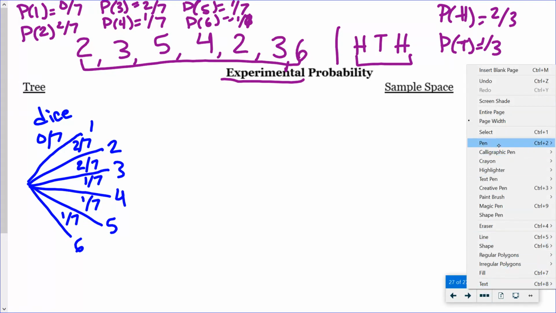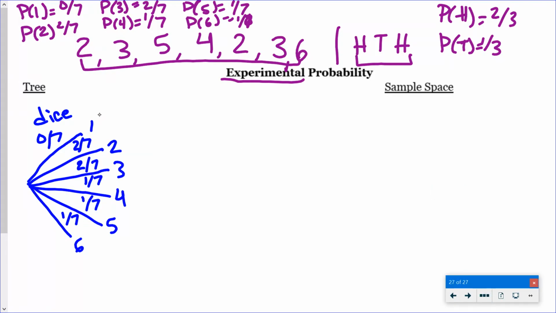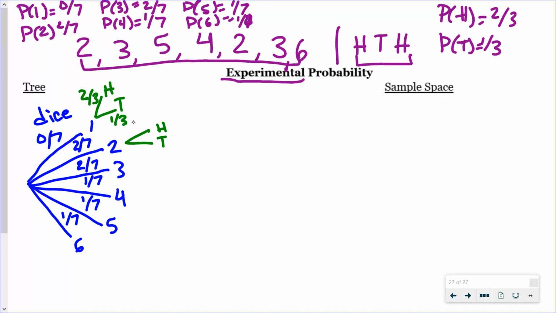And same thing goes for when I do my heads or tails. I still have 2 options, so I still only draw 2 branches, but the probability is now 2 out of 3 and 1 out of 3. Heads or tails, I don't need to write heads twice, but I write 2 out of 3, 1 out of 3. Ooh, that's a funky 3. Heads and tails, 2 out of 3, 1 out of 3, and so on and so forth. Okay, so that should continue down the way, and you should write all of those out. So pause the video and finish it off.